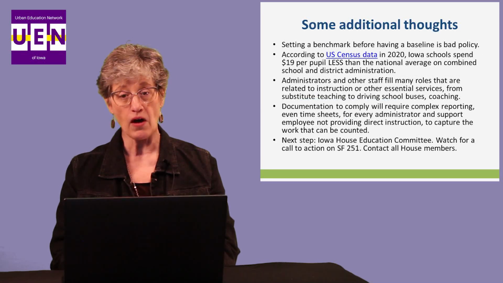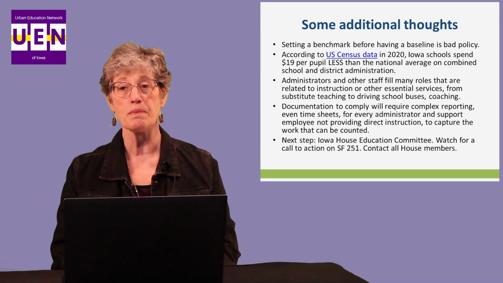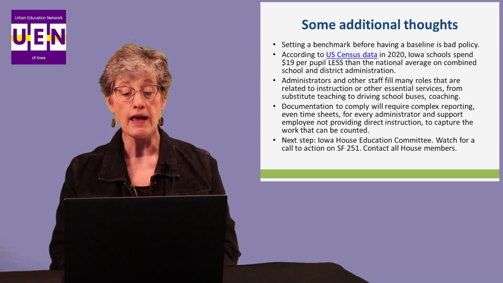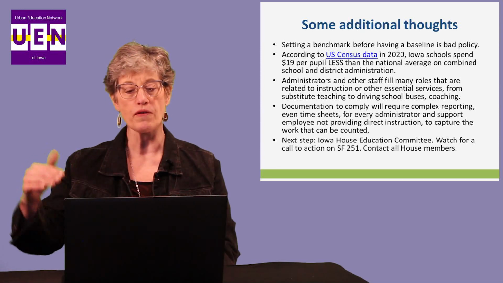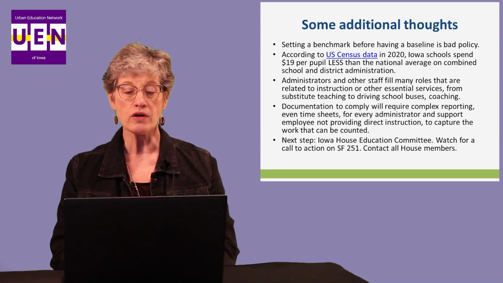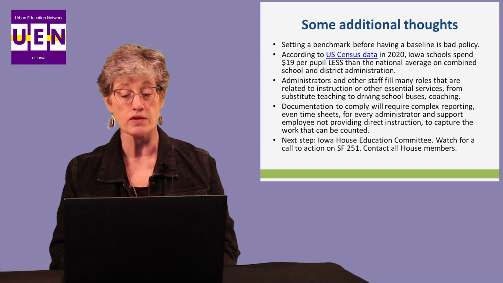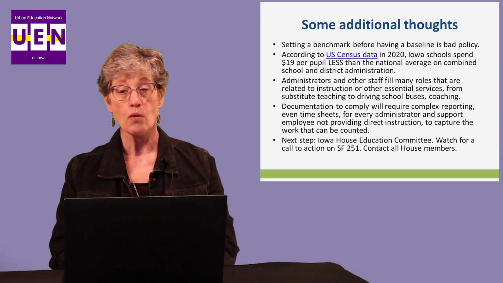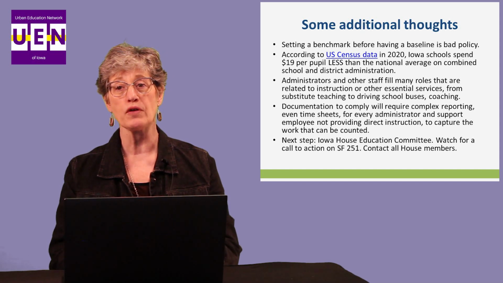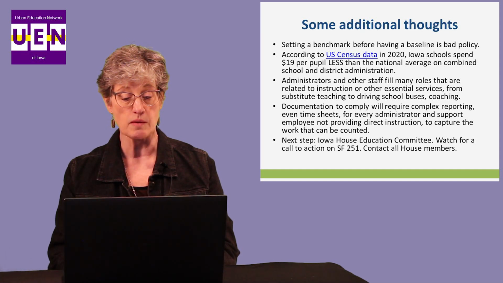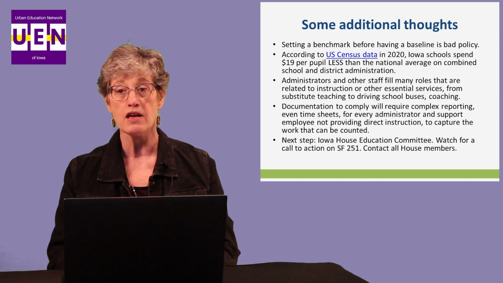Some final thoughts. Setting a benchmark before having a baseline is bad policy. We ought to set that definition and then have every district see where they are and then determine where is the goal that districts should strive to meet. According to U.S. Census data in 2020, Iowa schools spend $19 per pupil less than the national average on combined school and district administration. We also know that administrators and other staff are filling many roles that are related to instruction or other essential services, everything from substitute teaching to driving school buses to coaching.